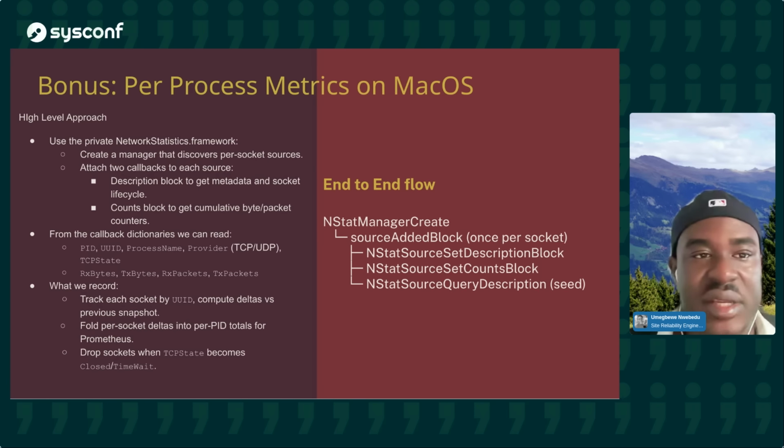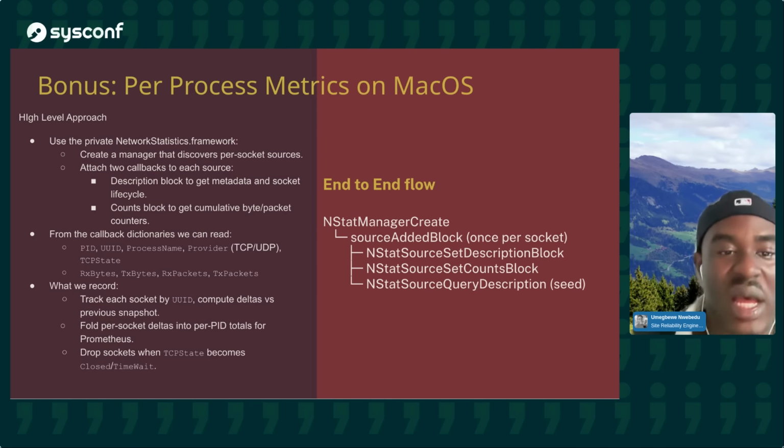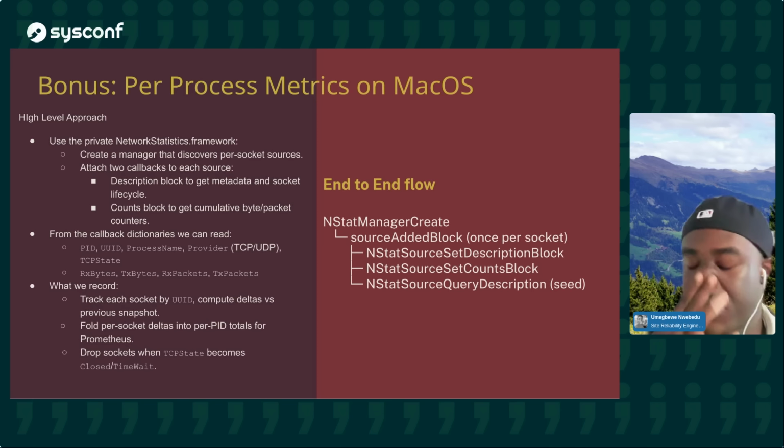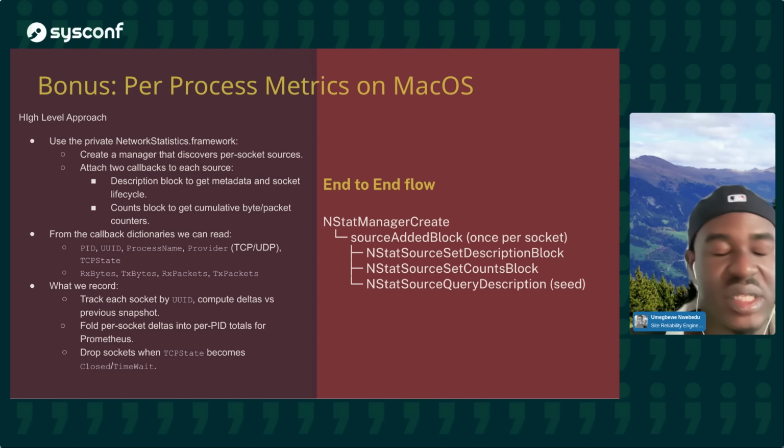So basically, a private API is undocumented API provided by Apple on macOS operating systems. The high level approach here is basically to create a manager that discovers these network socket sources. You attach two callbacks to it. The description block is to get metadata of the socket and also the socket life cycle. Then the counts block is to get cumulative bytes and packet counters, and there are also several more details in it.